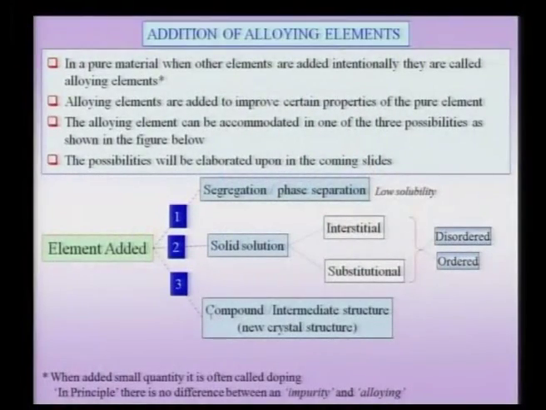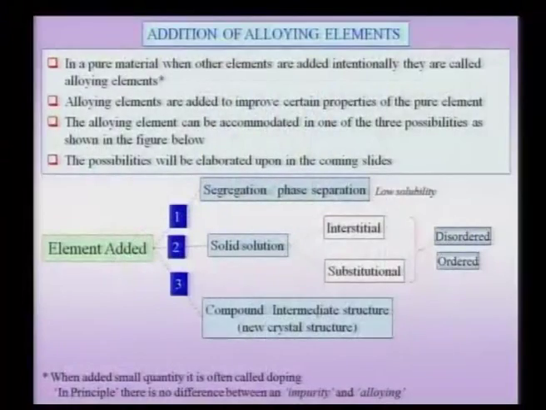The third possibility is that the alloying element can form a compound or an intermediate structure, and this intermediate structure would have a new crystal structure. That means it would not correspond to the parent lattice, but would be a new structure, and we will see that these intermediate structures could be very different from the normal valency compounds which we often deal with in chemistry.